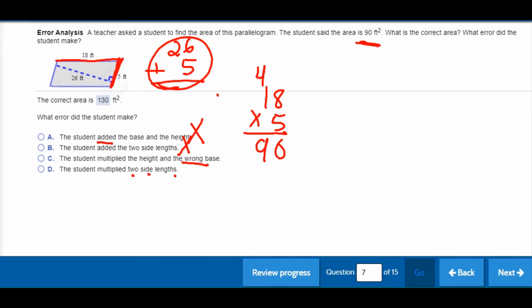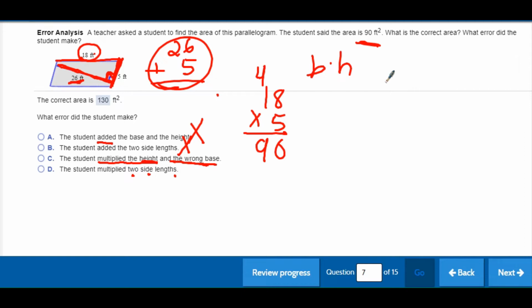So this is the base. They use 18 as the height, and 18 is not the height because 18 is not perpendicular to that 90-degree right angle. 26 is. So the student actually multiplied the height and the wrong base. So this is the height, 26, and the wrong base, or one of the dimensions of the base times height was incorrect. That 18 was incorrect.